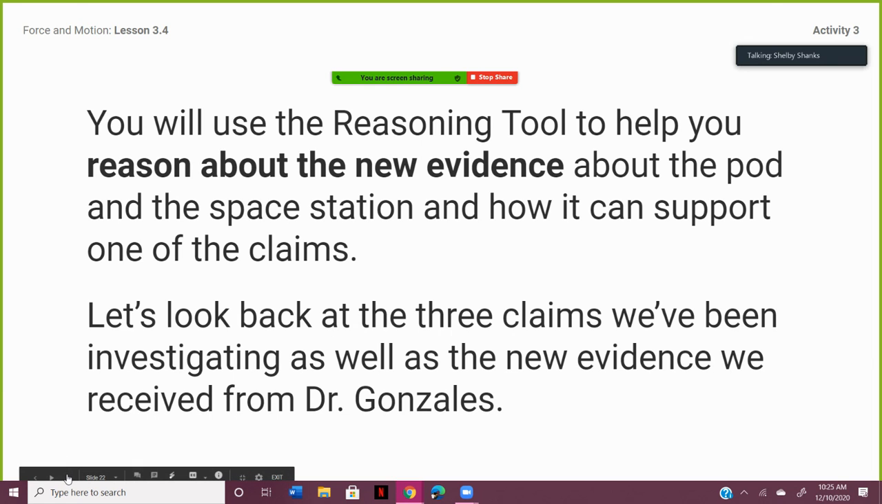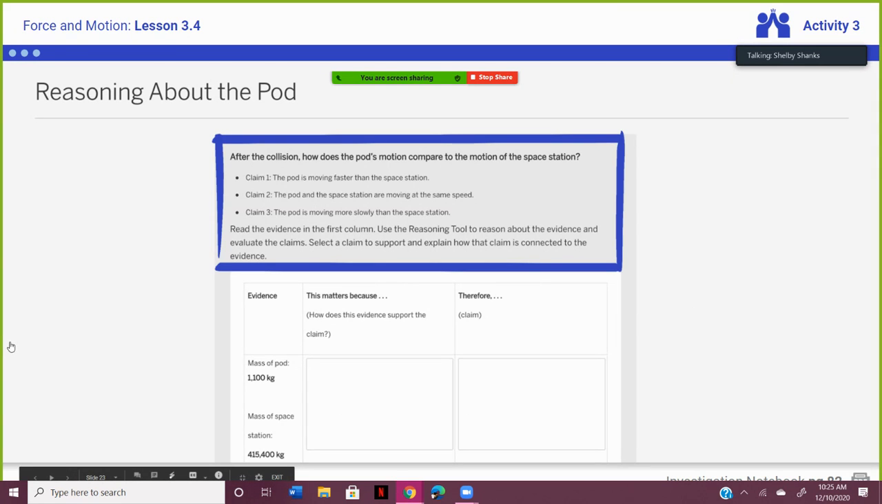So let's take a look back at the 3 claims. It says after the collision, how does the pod's motion compare to the motion of the space station? Claim 1, 2, and 3 are listed right there. And it wants you to read the evidence in the first column and use this reasoning tool to reason about the evidence and evaluate the claims.